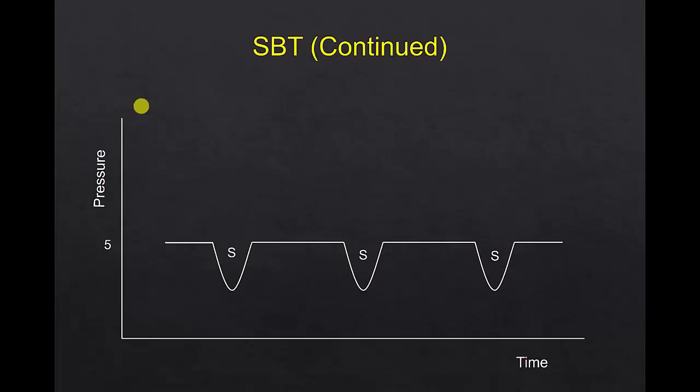Here is a graph of spontaneous breathing trial which graphs the pressure over time. Patients breathing at a PEEP, in this example of 5, and because they're breathing spontaneously, they draw a negative pressure with each breath. Their minute ventilation is strictly their own respiratory rate times their average tidal volume. They're truly breathing spontaneously right through the ventilator.